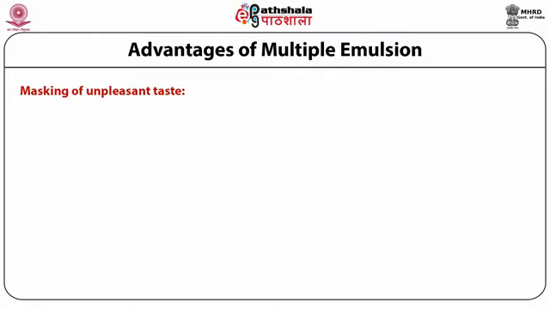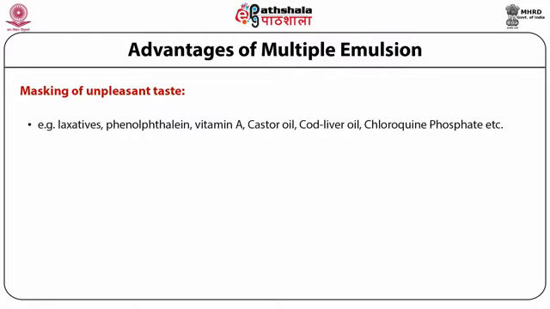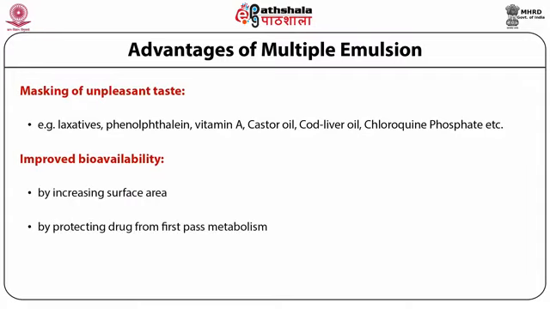There are various drugs like phenolphthalein, vitamin A, castor oil, cod liver oil, chloroquine phosphate. They can be generally given in the form of emulsion system. Second is improved bioavailability. The multiple emulsions can also be used to enhance the bioavailability by increasing the surface area and by protecting the drug from first pass metabolism.